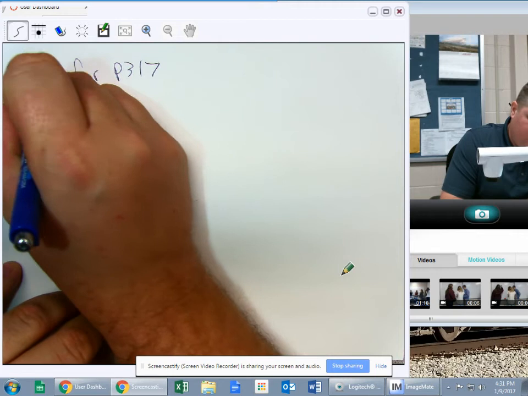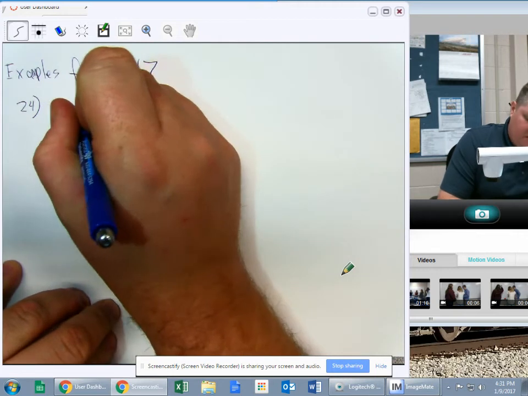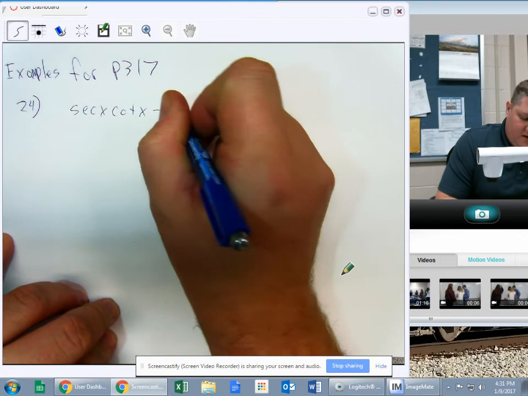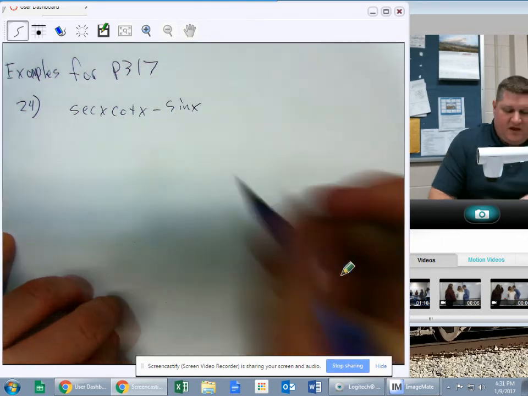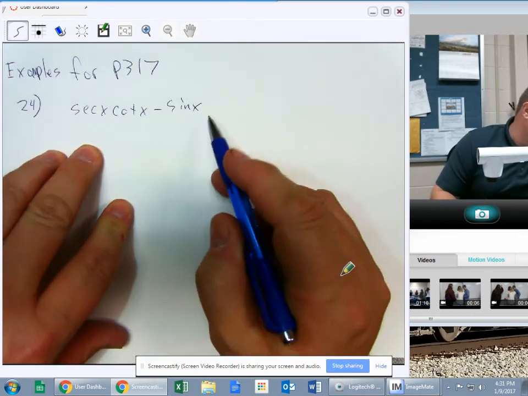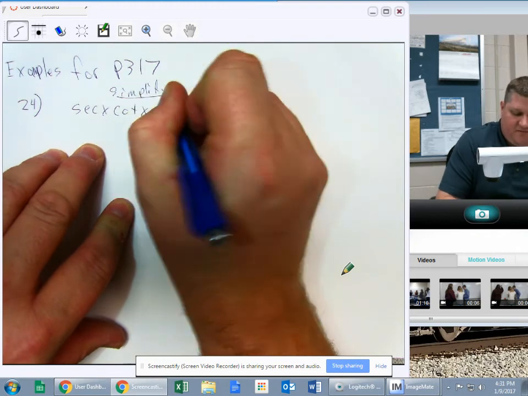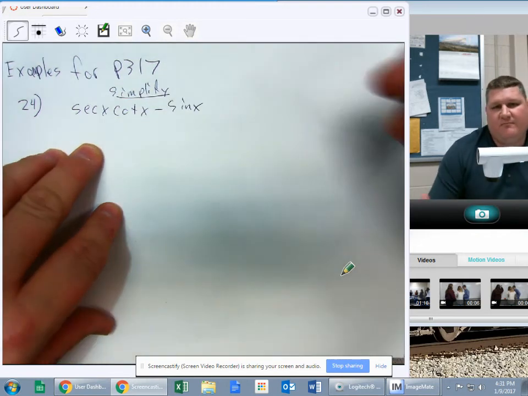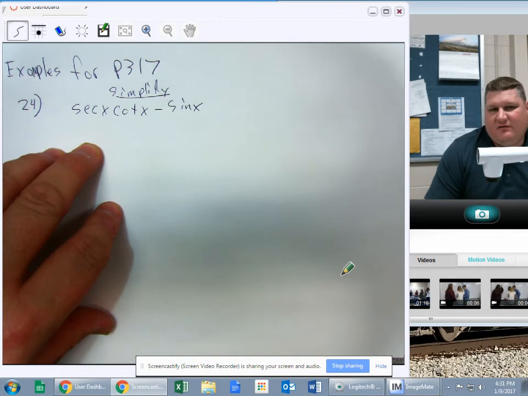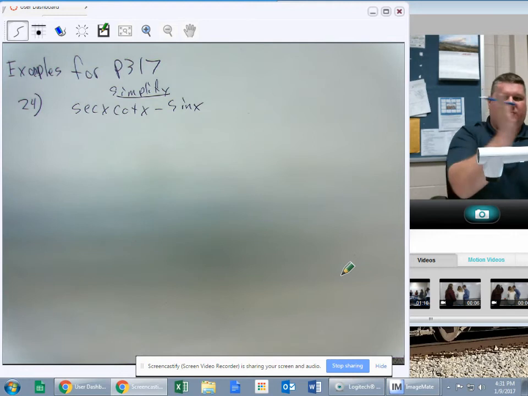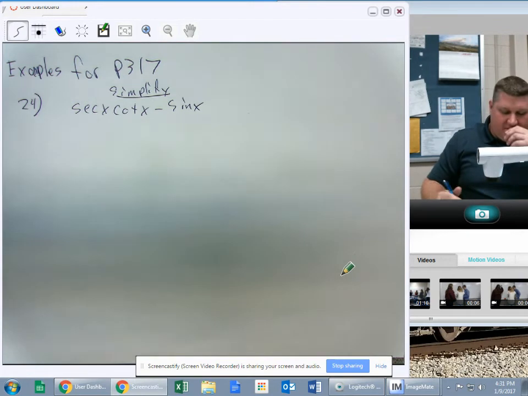So I have number 24. Number 24 says secant x cotangent x minus sine x. Now, if we're taking a look at something like this, our directions are to simplify. So if I'm going to simplify this, I'm going to make it more simple. Now, the problem with simplifying is you're not exactly sure where to stop. In future sections, we're going to say, here's the beginning point, here's the ending point, you've got to get from here to here. But in this case, we're just making it more simple.